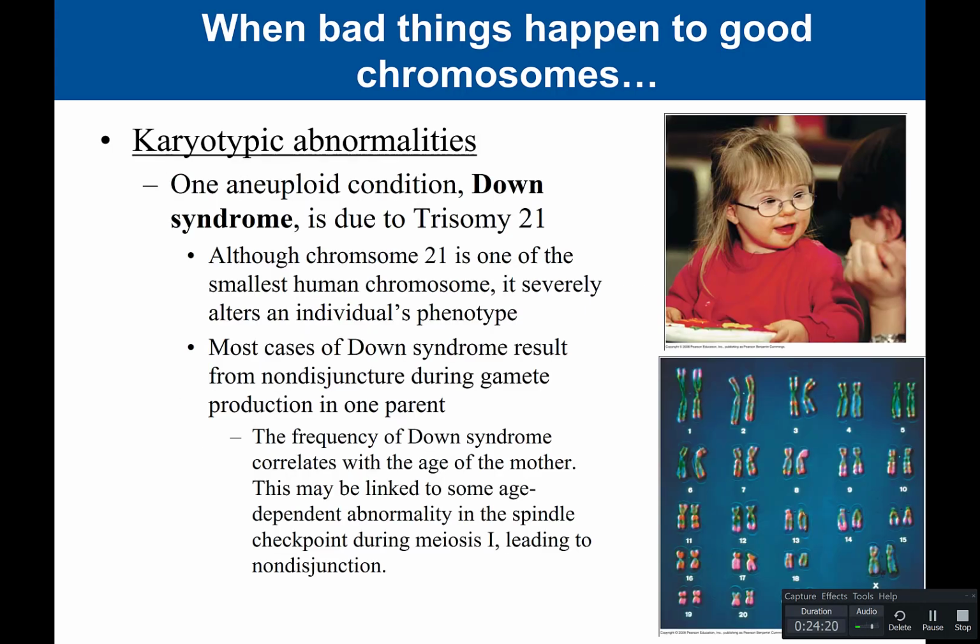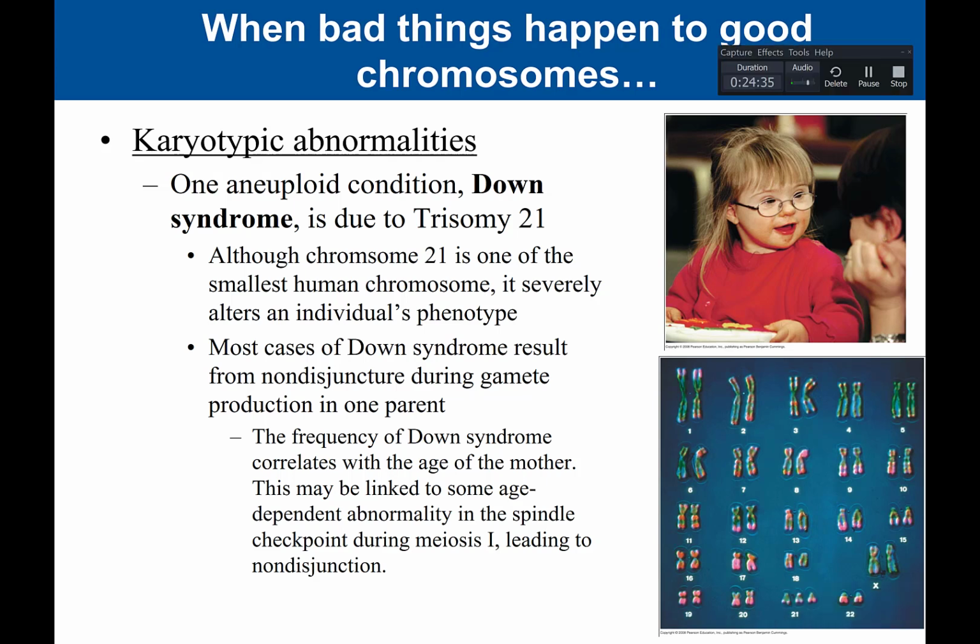So an aneuploid condition is Down syndrome. Again, that's due to trisomy 21. In trisomy 21, they have an extra copy of chromosome 21. So if we look at the karyotype, you can see that in fact, this person has one extra copy of chromosome 21. Now, although chromosome 21 is one of the smallest human chromosomes, it severely alters an individual's phenotype.